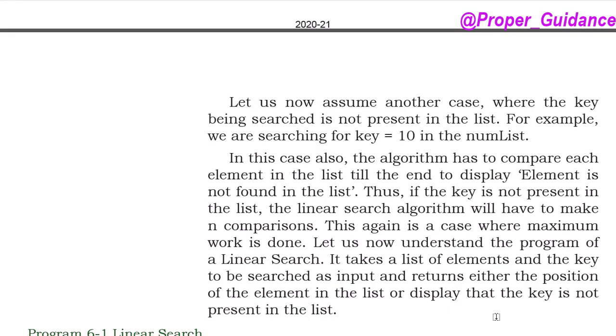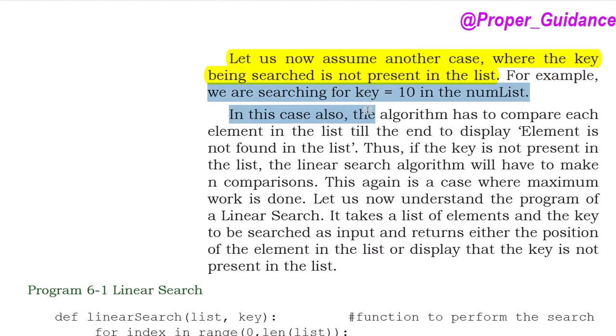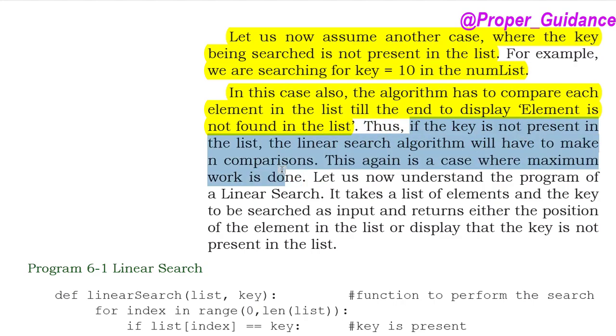Clear? So, let us now assume another case where the key being searched is not present in the list. For example, we are searching for key equals 10 in the num list, but there is no element 10 in the given list. Now, what to do? In this case also, the algorithm has to compare each element in the list till the end to display element is not found in the list. Thus, if the key is not present in the list, the linear search algorithm will have to make n comparisons, right? This again is a case where maximum work is done.